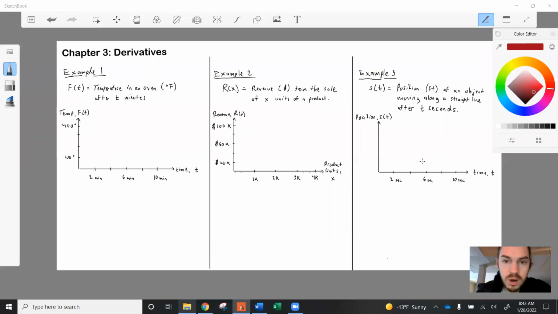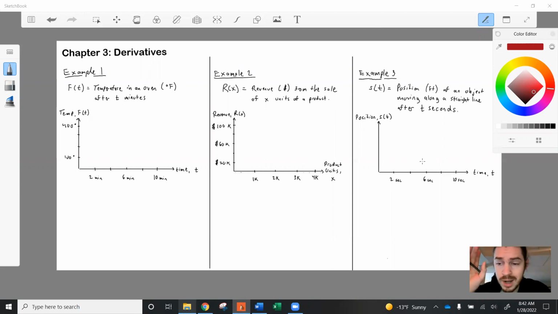All right, calculus, we're going to begin a new unit today. We're going to start talking about derivatives. So this is chapter 3 in a lot of textbooks, but in particular, right now I'm using the OpenStax. So I want to start this topic by giving some examples. We're going to spend some time looking at 3 examples here.